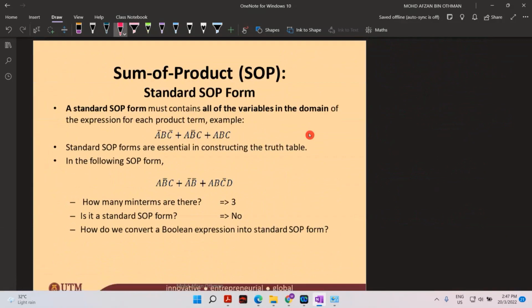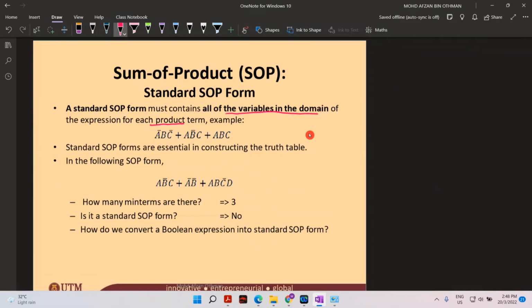Okay, so now we are going to look at the standard SOP form. Saya dah ke depan dah sangat tadi. What is a standard SOP form? A standard SOP form must contain all of the variables in the domain. Setiap variable dalam domain mesti ada pada setiap product term, for each of the product term.